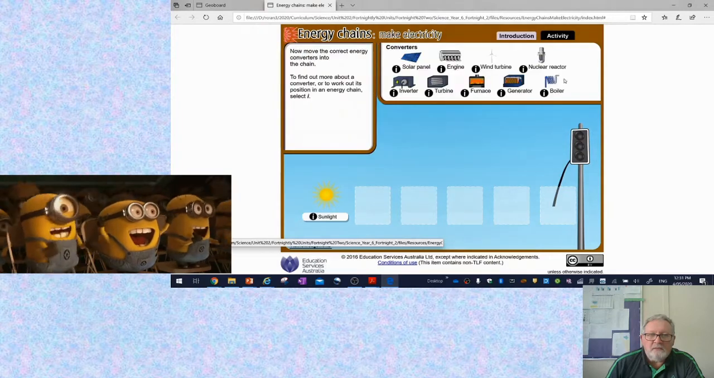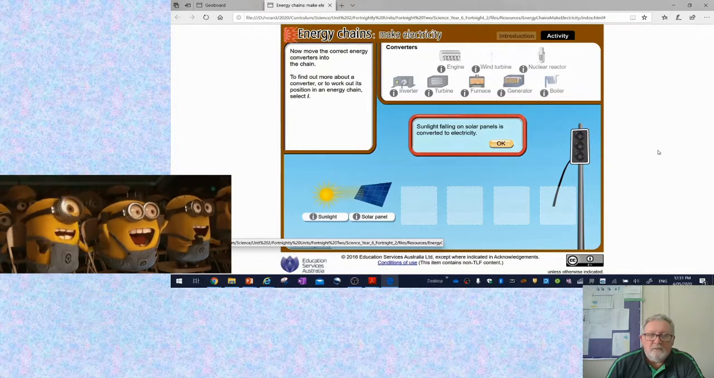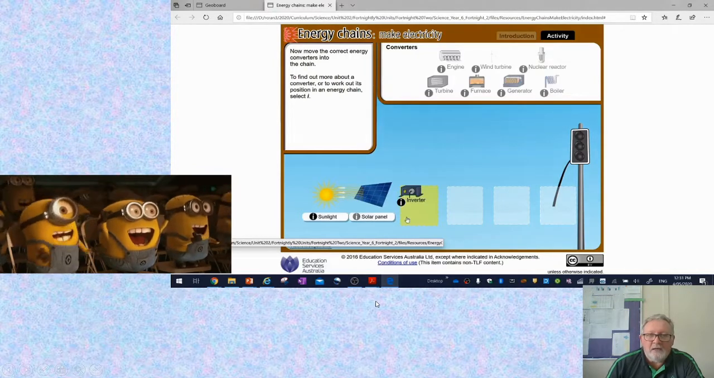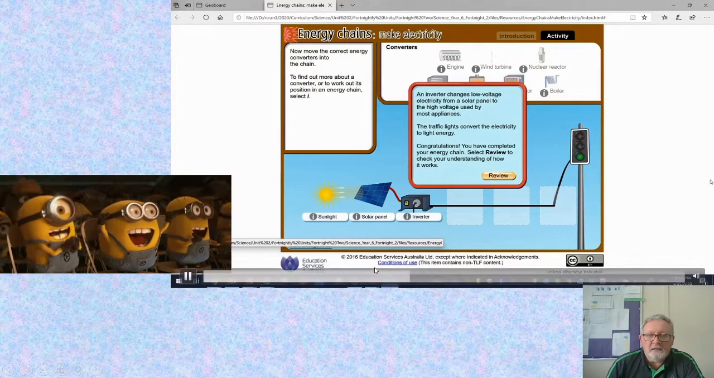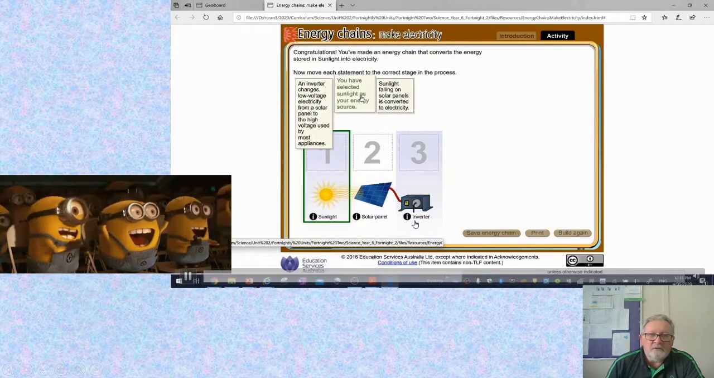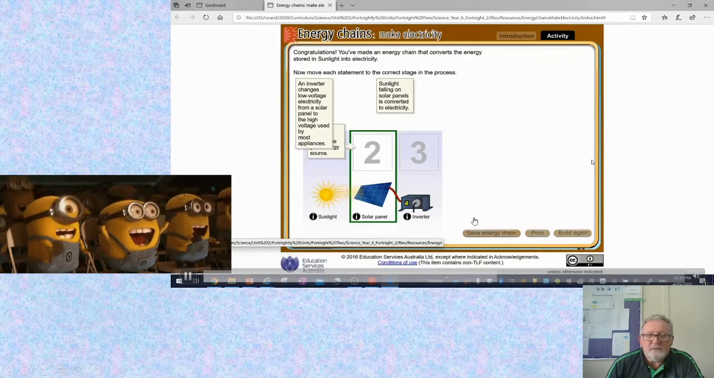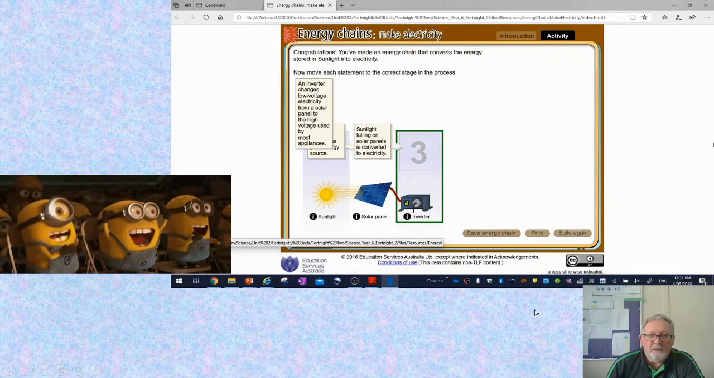And then let's see what we need. We know that sunlight falls onto solar panels. Now within those solar panels, they're developed in a special way with different chemicals that allow an electric current to convert. The next step is the inverter, and in fact it's the last step in the energy chain, and the inverter is what actually turns it from a low voltage into a higher voltage of electricity suitable for use in houses. So here now we've got the statements which review our learning.